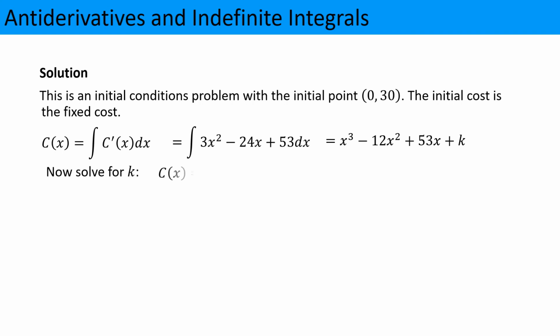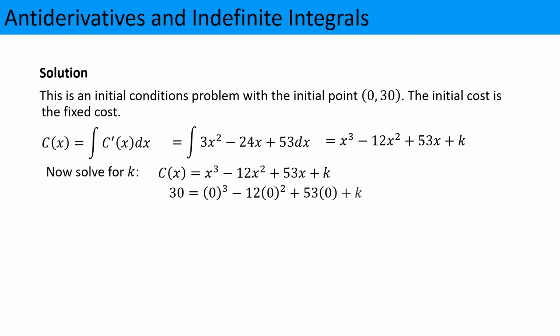We have c of x equals x cubed minus 12x squared plus 53x plus k. The initial condition is (0, 30). So we put in 30 for the cost. 30 is equal to, and then put in 0 for the x's: 0 cubed minus 12 times 0 squared plus 53 times 0 plus k. That gives us 30 equals k. The cost function is c of x equals x cubed minus 12x squared plus 53x plus, and where the k was, we replace it with 30.